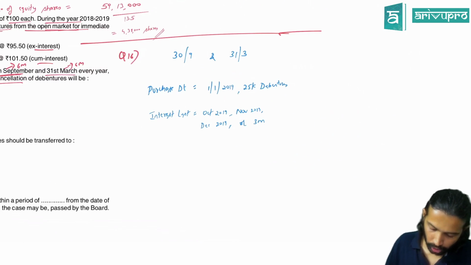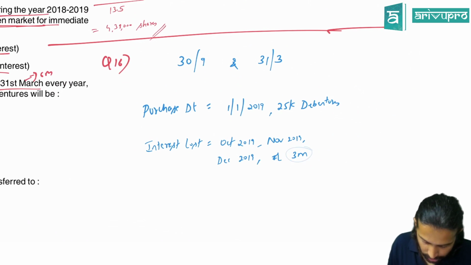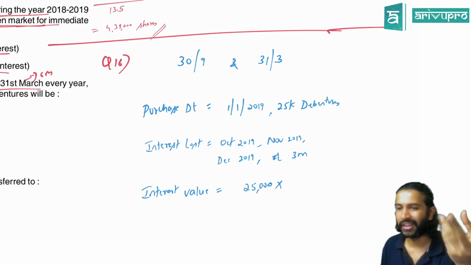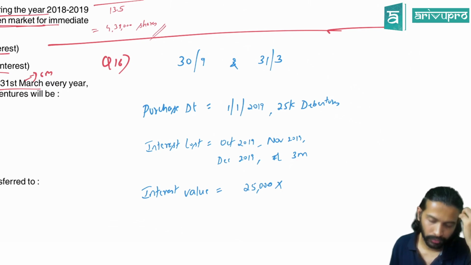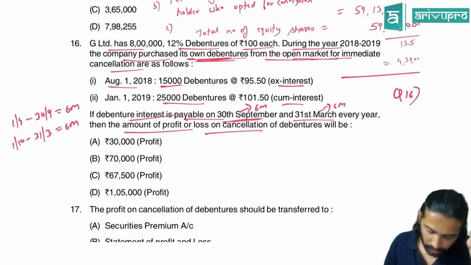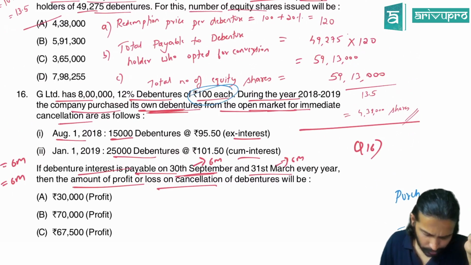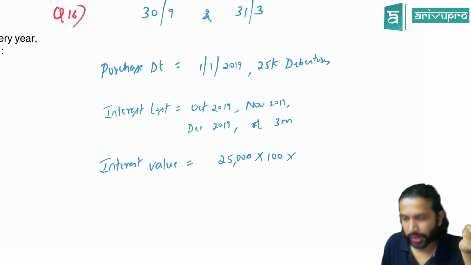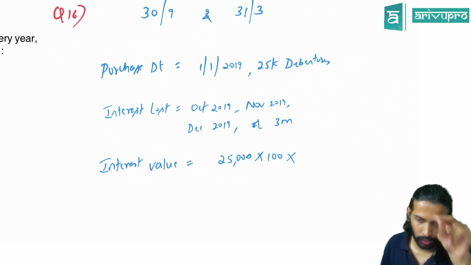So the interest lost is for 3 months. Can you tell me the interest value? How many debentures? 25,000 debentures. Interest and dividend calculations are on the face value, actually the paid up value. Here paid up value and face value are the same. How much is the face value of each debenture? 100. So 25,000 is the number of debentures, each having a face value of 100.